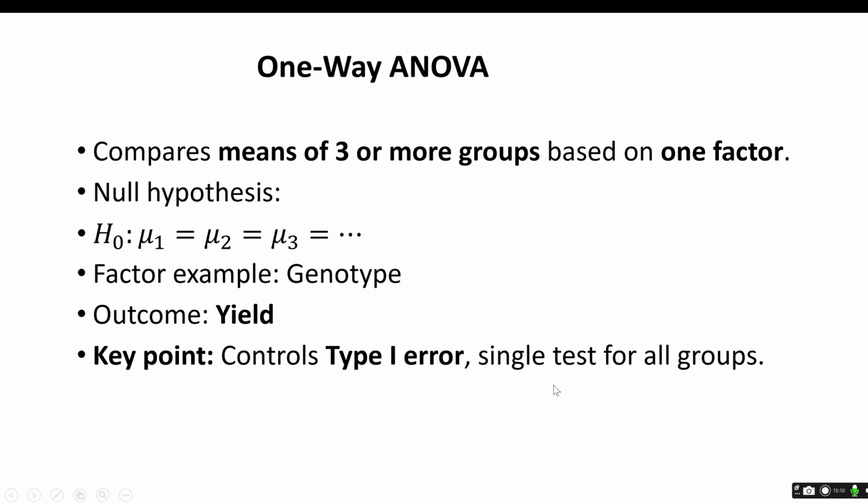So there are two kinds of ANOVA. There is one-way ANOVA and two-way ANOVA. When there is one variable, only genotype is the variable, and we are seeing the yield, then we go for one-way ANOVA. One-way ANOVA means only one variable.